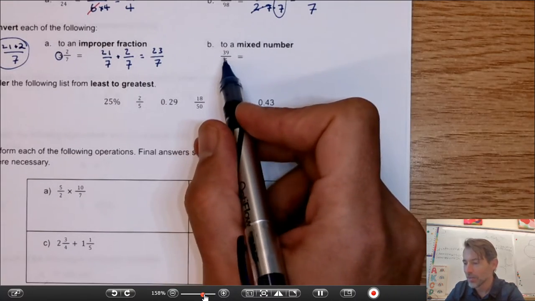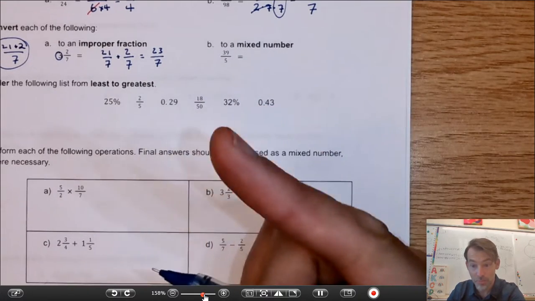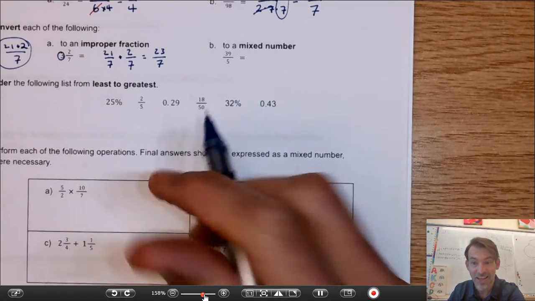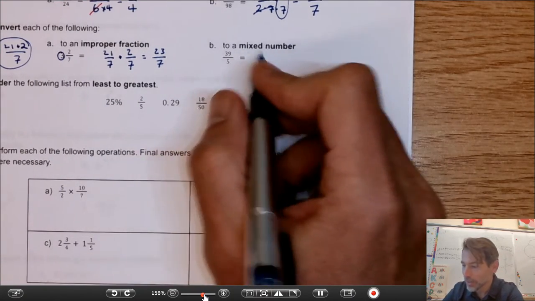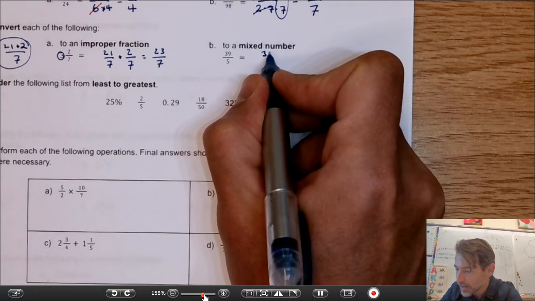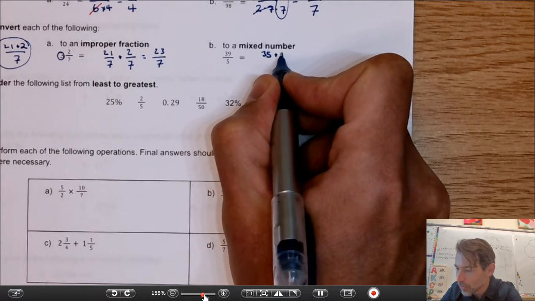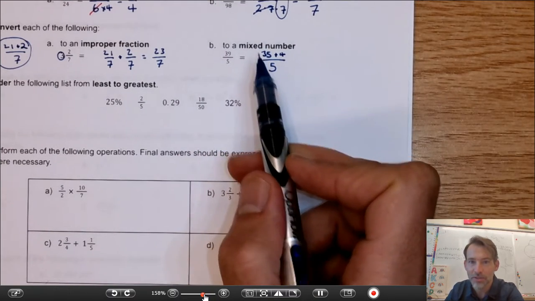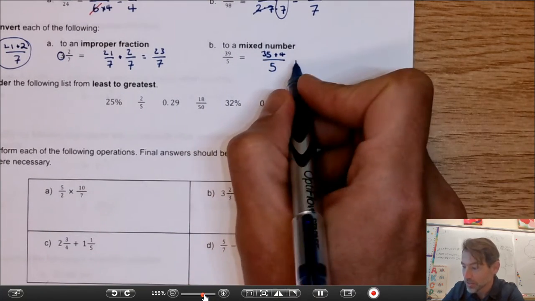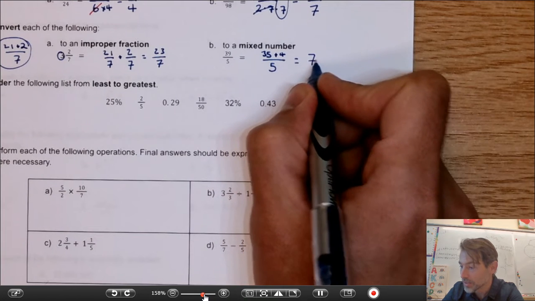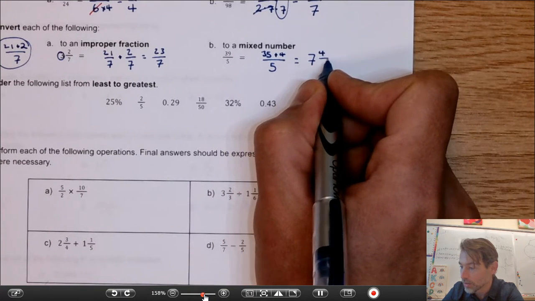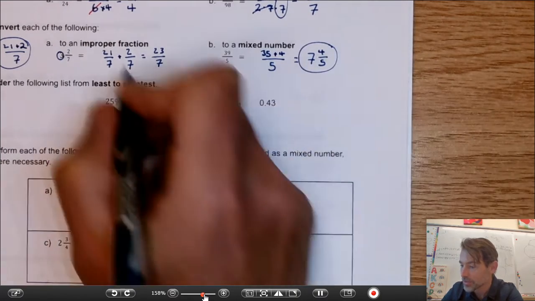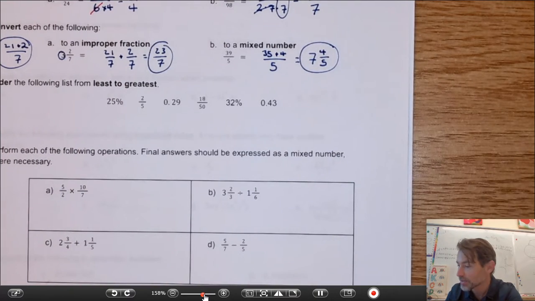Well, what I'll do is first check for the biggest multiple of 5 that's still smaller than 39, and I'll take that out. So I could write this as 35 plus 4 divided by 5. Okay? And 35 divided by 5 is just 7. So that's equal to 7 and 4/5. That's my mixed number version. These are done, final answers.